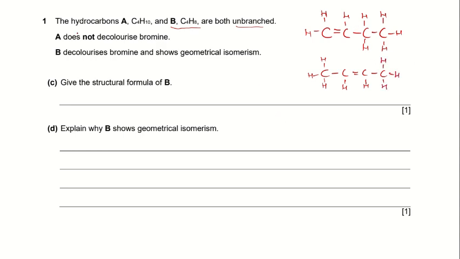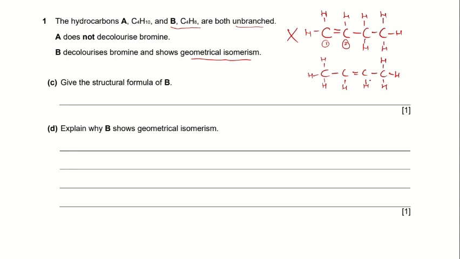of B. Now, B decolorizes bromine and shows geometrical isomerism. So any of these can be B, but the one that shows geometrical isomerism will be the correct structure of B. Now let's check the first structure. I look at the 2 carbons sharing the double bond. To show geometrical isomerism, an alkene must have the 2 carbons sharing a double bond, each of them bonded to 2 different groups of atoms. So let's look at this carbon number 1. It is bonded to 2 hydrogen, not different groups of atoms, right? Then immediately we know that this is not B.